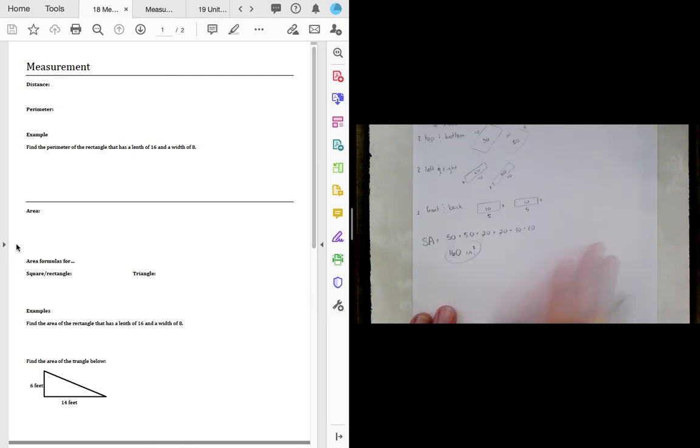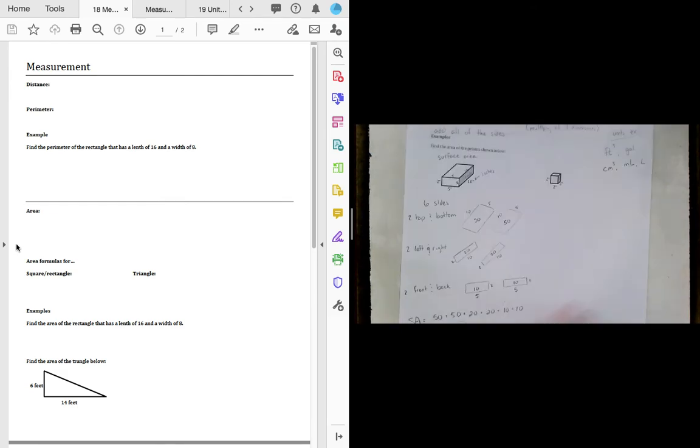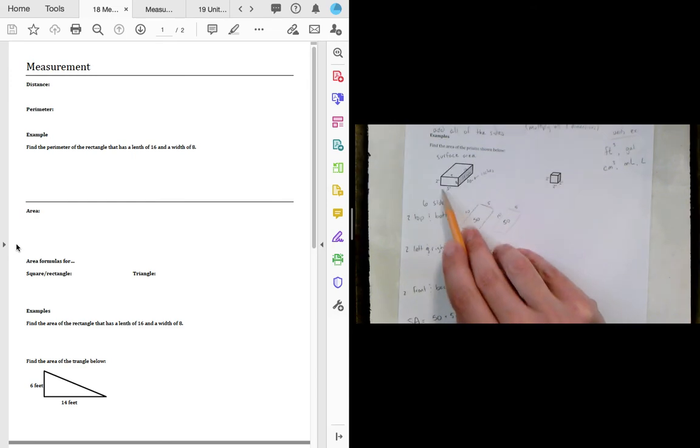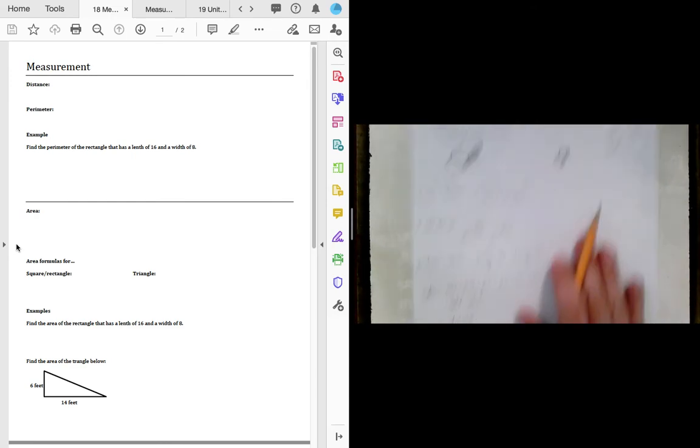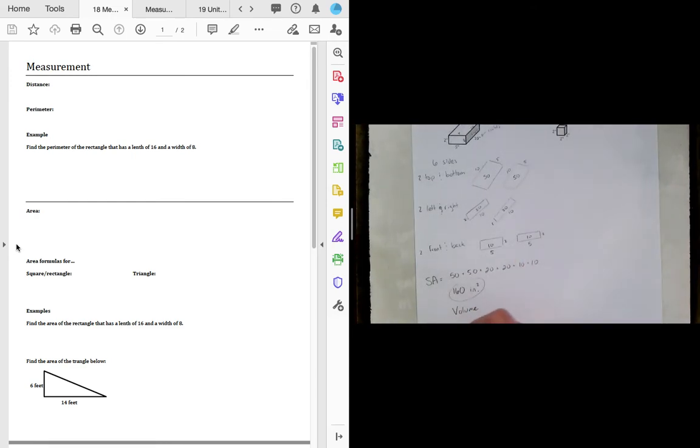If I was asked to find the volume of this same shape, I use capital V. I go back to this here, and I'm going to multiply these three units together. The length, the width, and the height. 5 inches times 10 inches times 2 inches, which is 100 inches to the third power, or cubic inches.